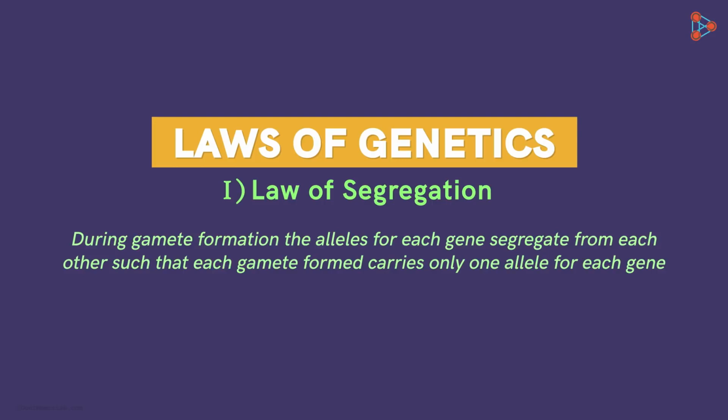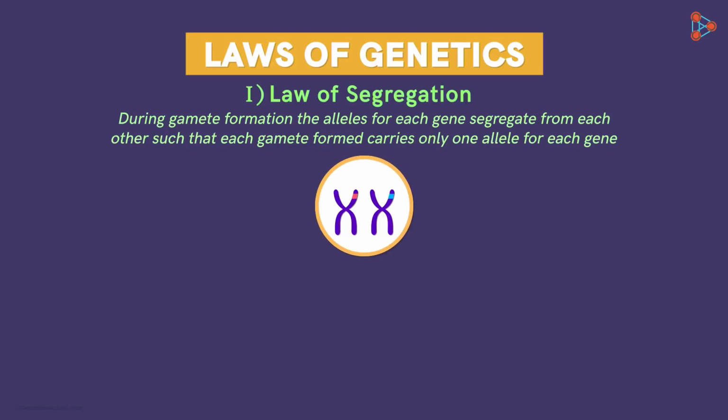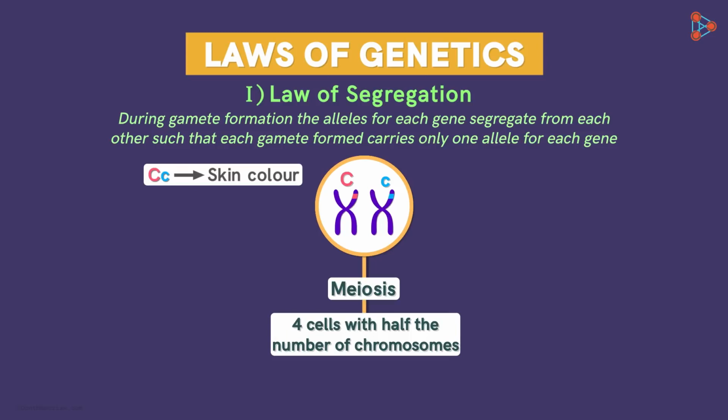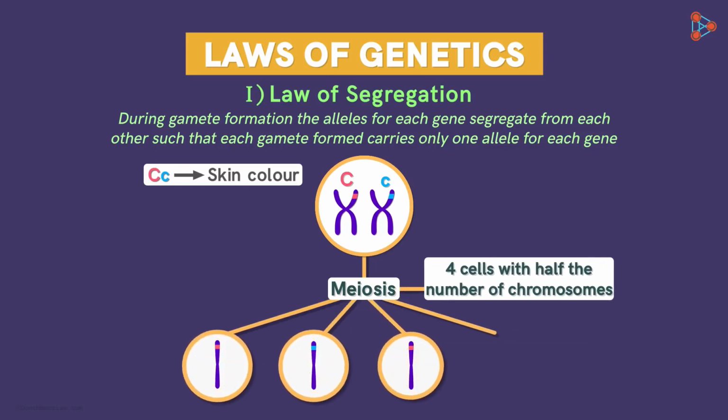Let's assume we have this single cell with only 2 chromosomes in it. The chromosomes have a set of genes Cc for the skin color in an individual. Now to understand the law, let's break it into parts. The first part says, during gamete formation. This is the process of meiosis. It is the type of cell division which gives us 4 cells with half the number of chromosomes.